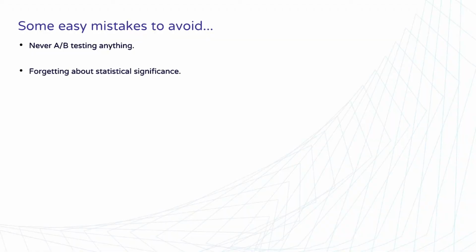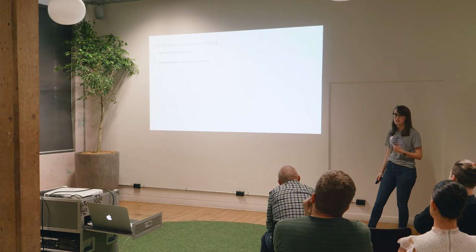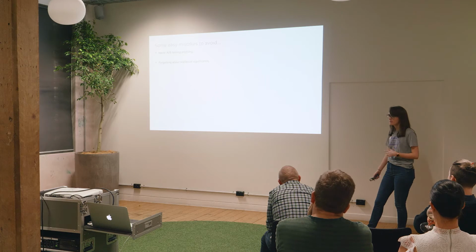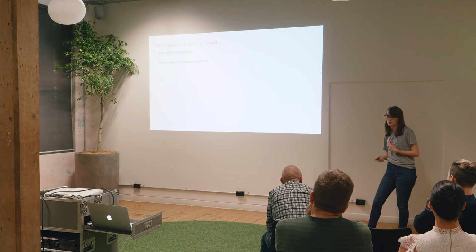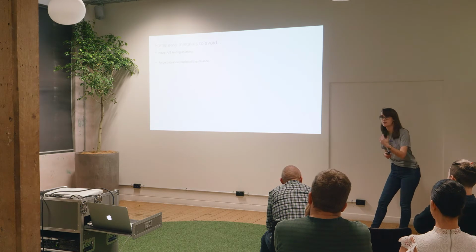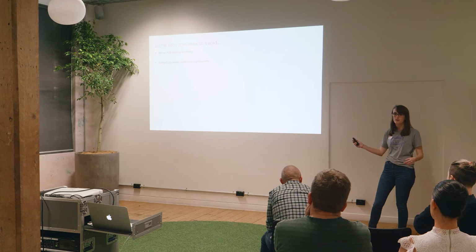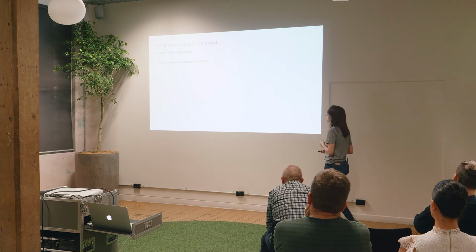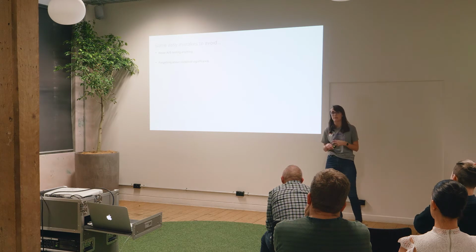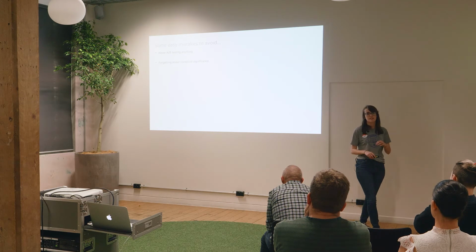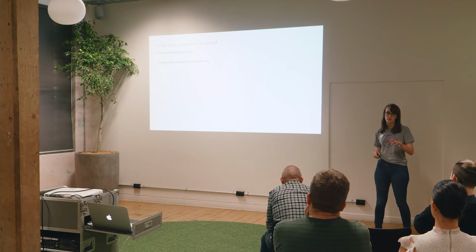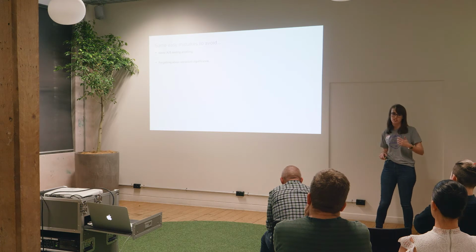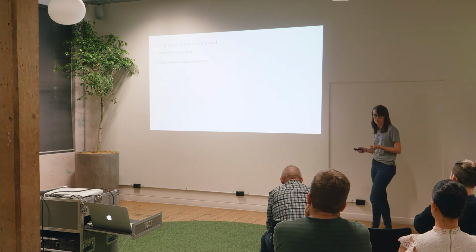The other one though is A/B testing stuff and forgetting about statistical significance. So if you are determining success of an A/B test based on how many more people clicked on something and not whether the result was statistically significant, again, you are rolling the dice. Has to be statistically significant. And what that means, if you're not familiar with the term, is the probability with which this result happened by chance. And you don't want it to have happened by chance.